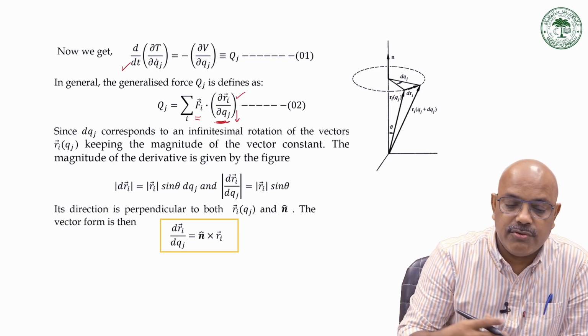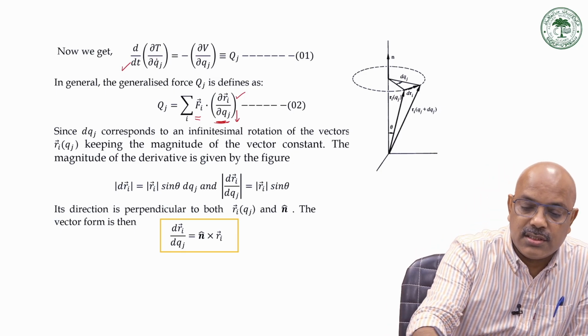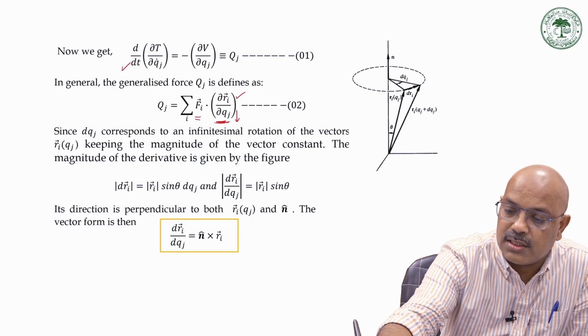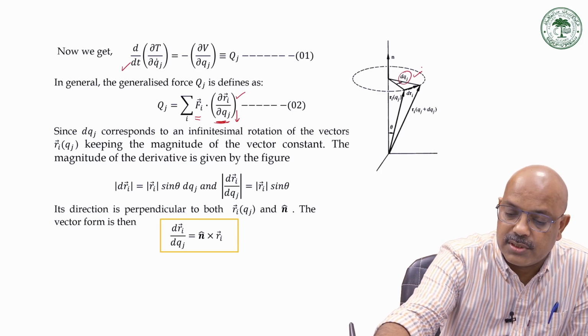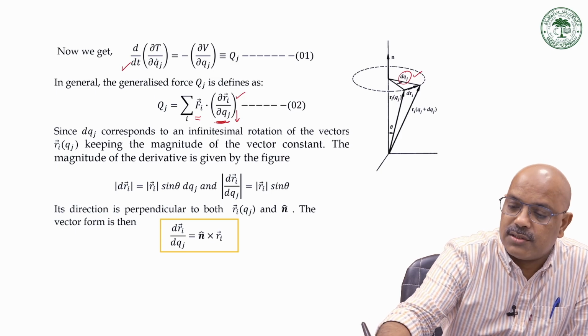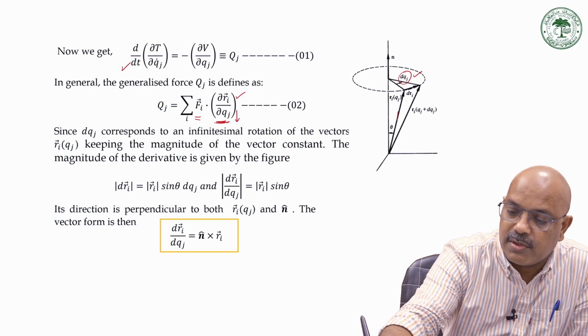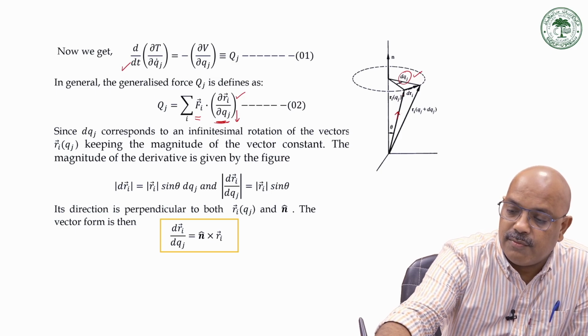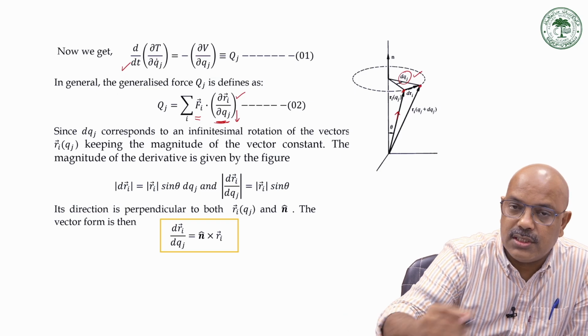Since this delta Qj is representing the infinitesimal rotation of the vector R, this vector R, this is my vector Ri, and from this position to this position it is rotating.